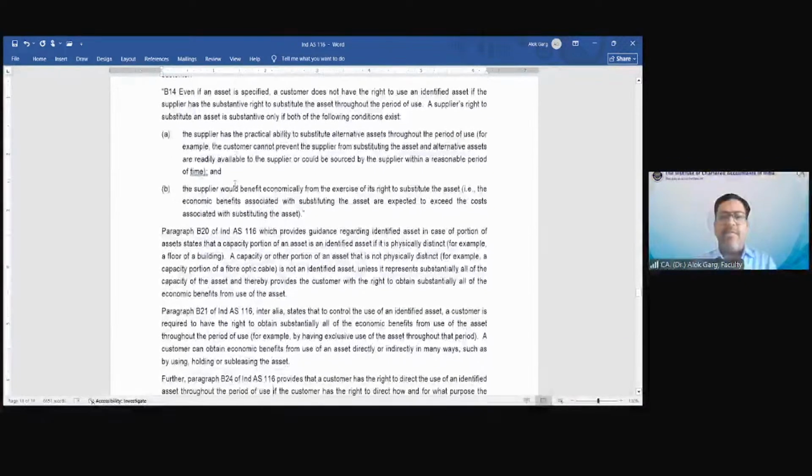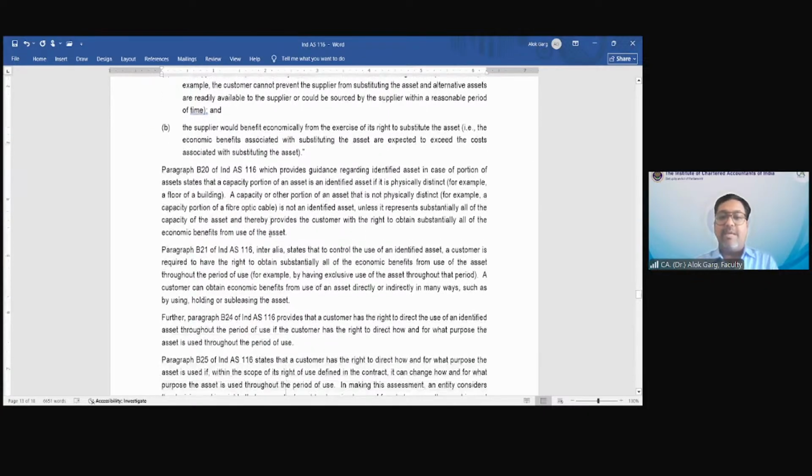Then paragraph B20 of Ind AS 116 also provides guidance regarding identified asset in case of a portion of an asset. A capacity portion of an asset is an identified asset if it is physically distinct, for example, a floor of a building. A capacity or other portion of an asset which is not physically distinct, for example, a capacity portion of a fiber cable, is not an identified asset unless it represents substantially all of the capacity of the asset and thereby provides the customer with the right to obtain substantially all the economic benefit from the use of the asset.